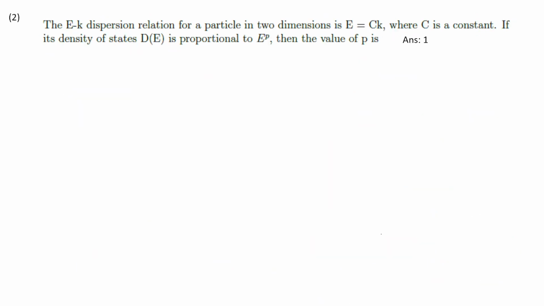Now the second question: the E-k dispersion relation of a particle in 2 dimensions. Here one important thing to note is the dimensionality. The dimensionality is 2 dimensions, and the dispersion relation means energy as a function of k. So this has to be there. This can be any relation. It is given as a linear dispersion relationship, but it can be some other form.